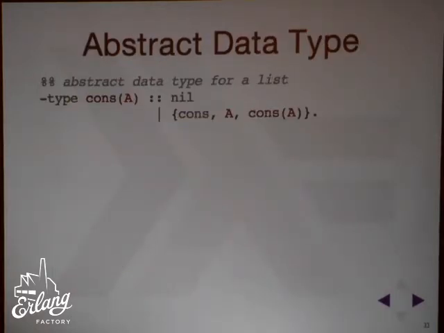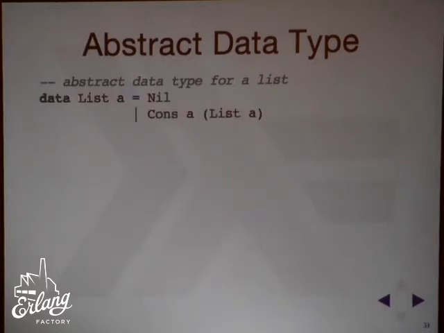And you also have abstract data types with recursion. So this is what that looks like in Erlang, if for some reason you want to define your own list type. So you have either an empty list or a cons of a value and then a list. And this is what it looks like in Haskell, so basically the same.